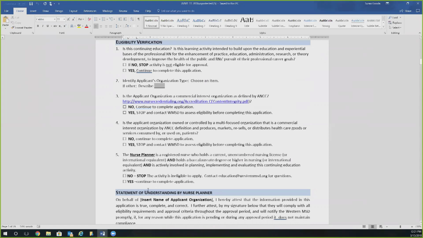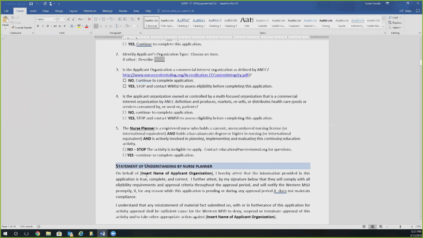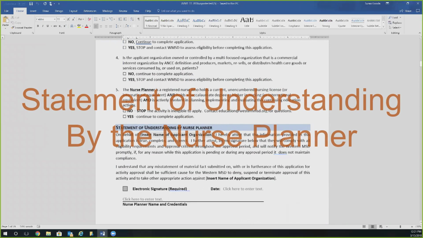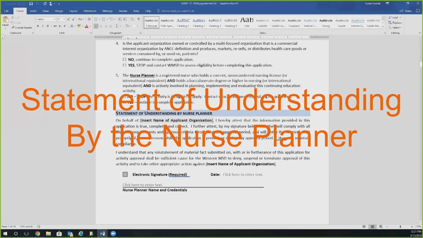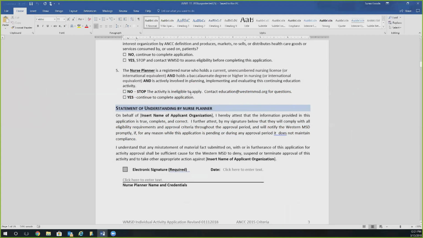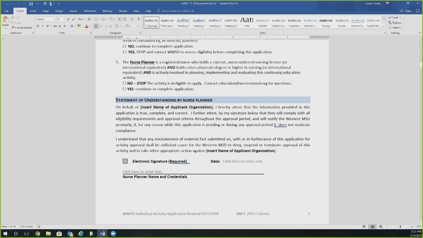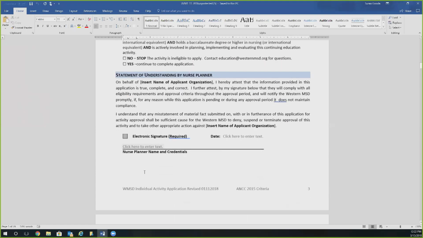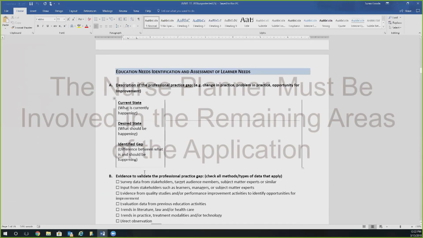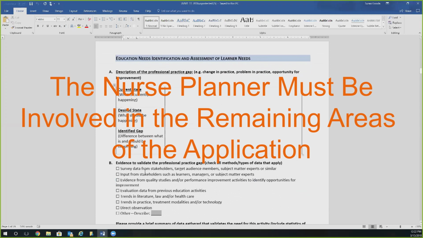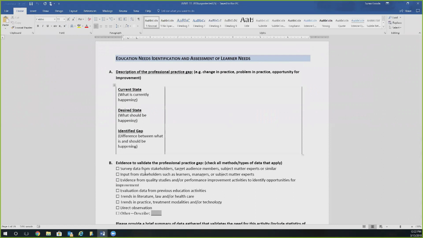So as long as it's meeting eligibility criteria by answering those 5 questions, you can move on to signing that you understand, the nurse planner understands what is involved in the application process. So here, be sure to fill in, again, the name of your organization, put the electronic signature, fill in the date, and then electronically sign, and then move on to the application. A lot of that stuff can be completed, obviously, by the administrative staff.